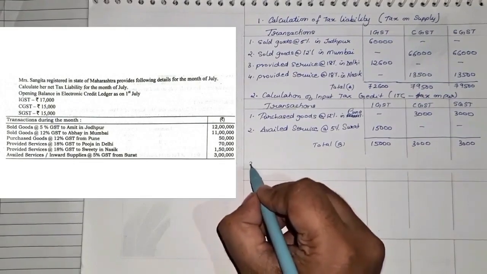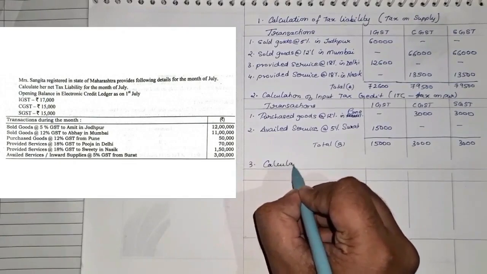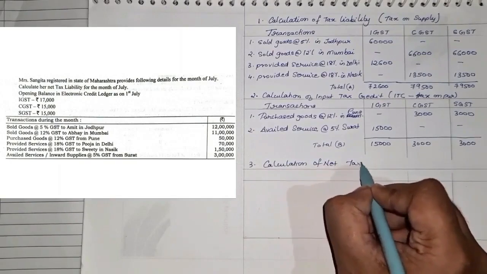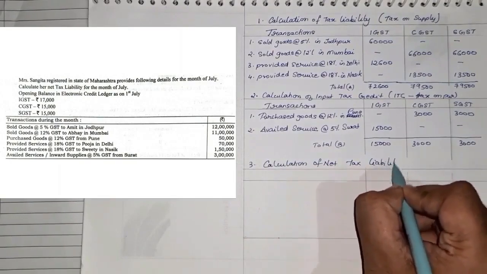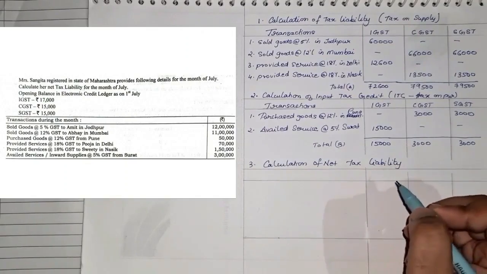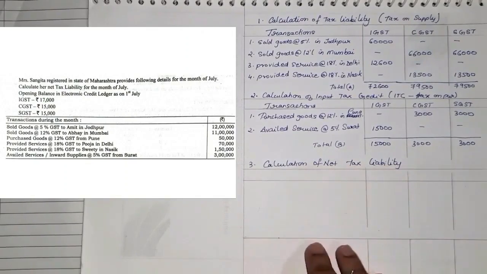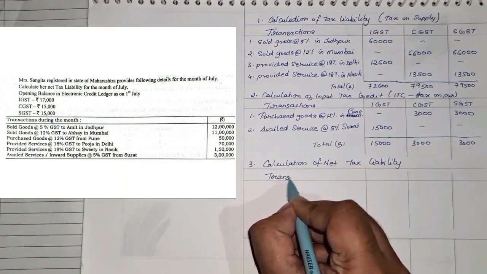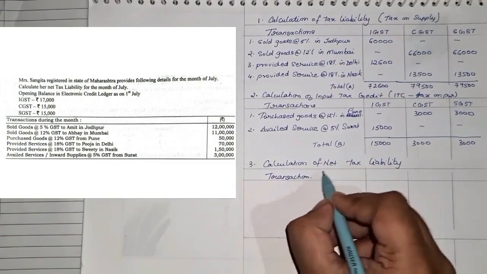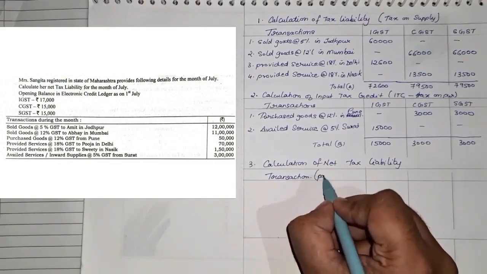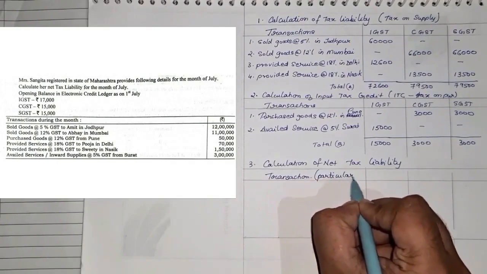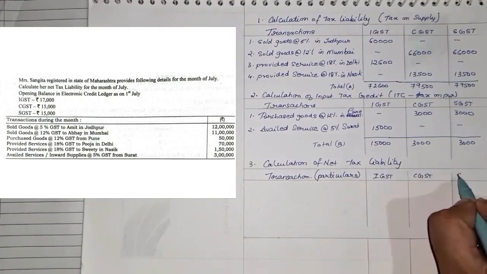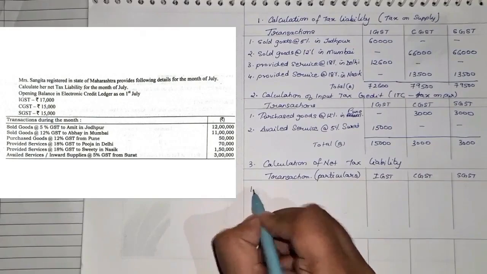Step number 3, calculation of net tax liability. Now based on the third answer, we'll come to know whether we need to further solve the fourth step or the sum is done at the third step itself. We'll have transactions, or you can have basically particulars. Again, we have IGST, CGST and SGST.